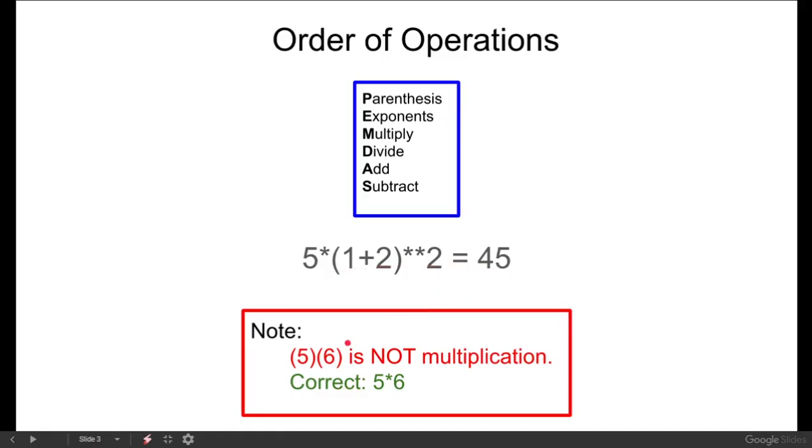And quick note, if you put two numbers in parentheses and then put them next to each other, it will not multiply them, even though you might think it would. It'll just give you an error. The correct way to do this, you have to use the star symbol to multiply.